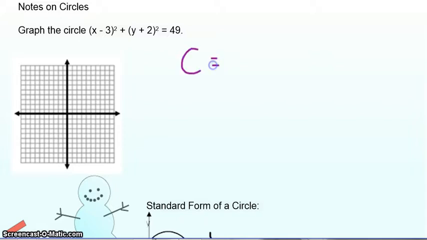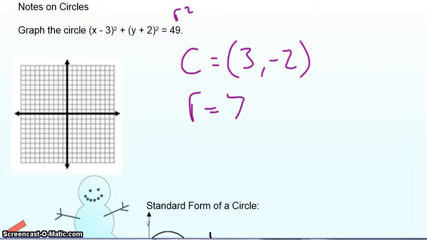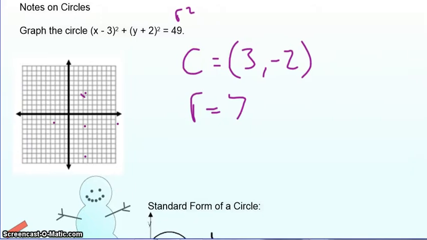Alright, so the center is the opposite of what's in the parentheses, so it's going to be (3, -2). And the radius is the square root of the last number. So the square root of 49 is 7. So we're going to go over 3, down 2 for the center. And then we're going to go over 7, up 7, over 7, down 7. Okay, so I have my points there. And there's my circle. Not the best circle, but you get the idea.